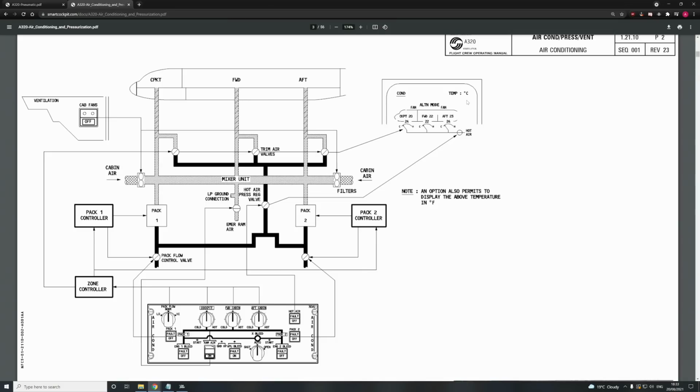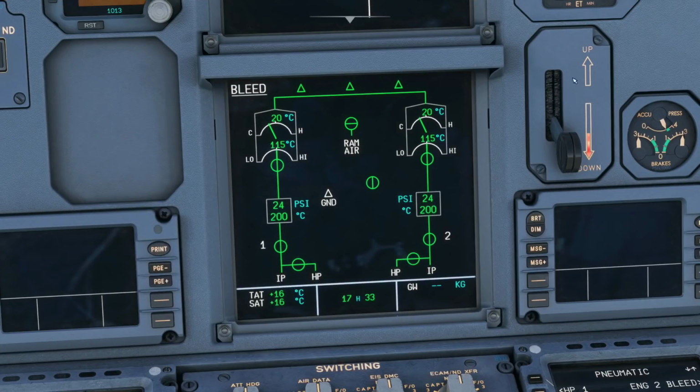So I want to run through a couple of things that'll hopefully show you this. Just a second. Let's close this off. So now that you understand vaguely how this works.